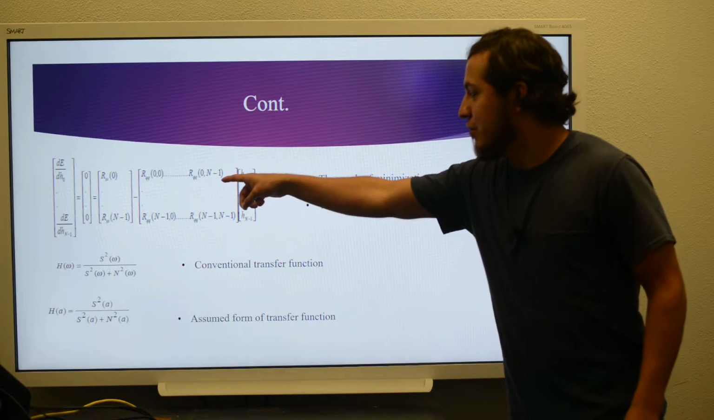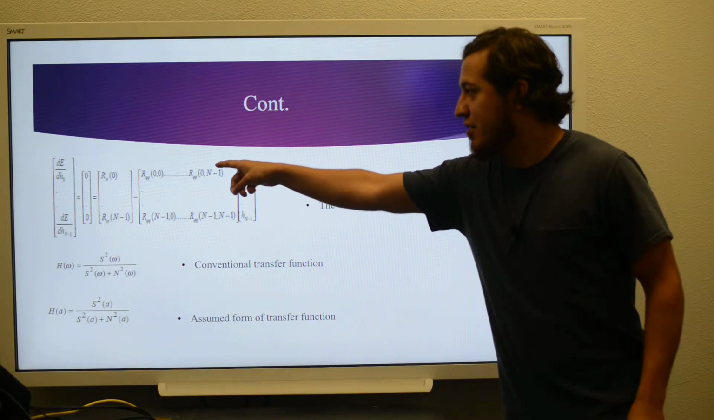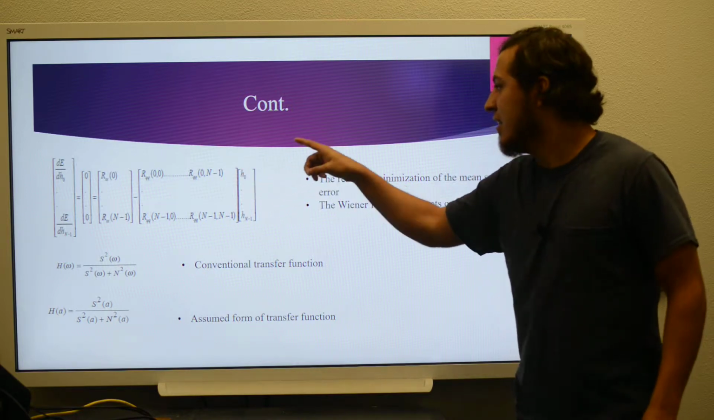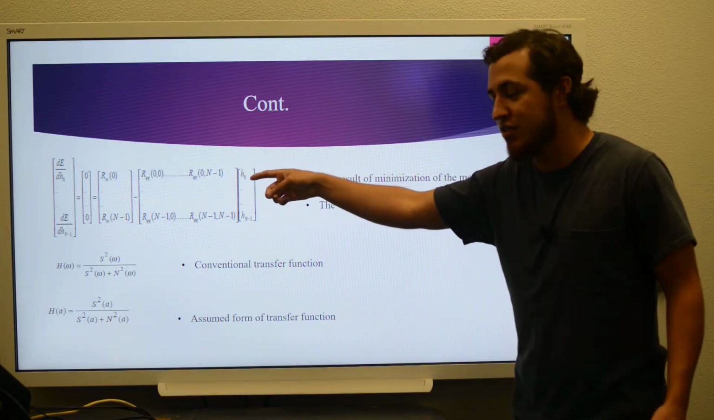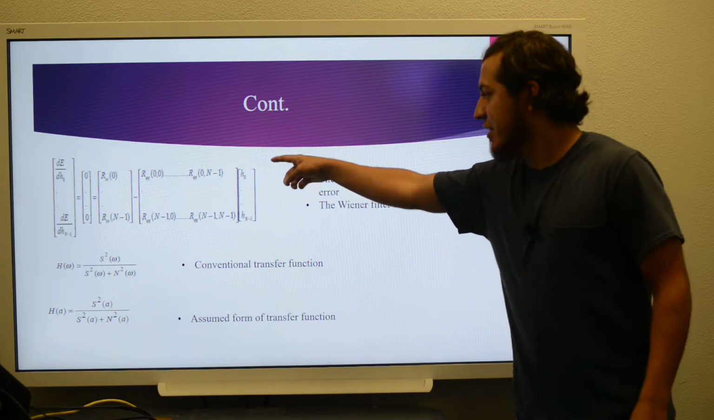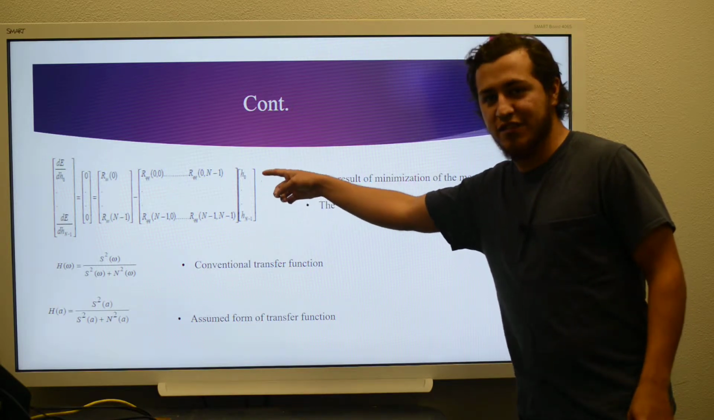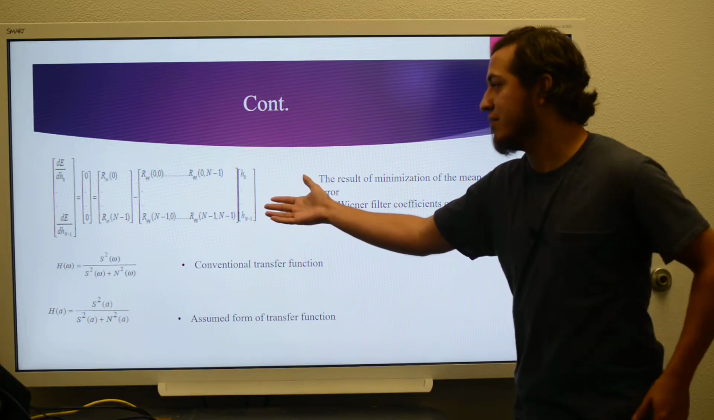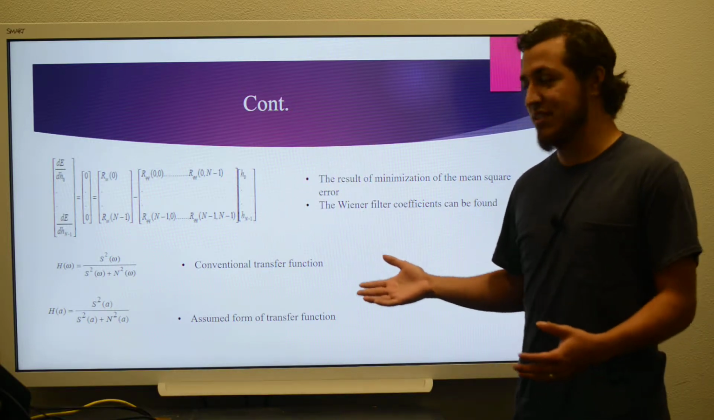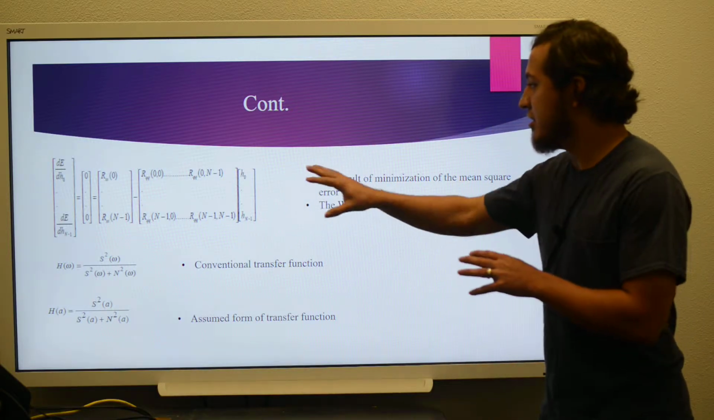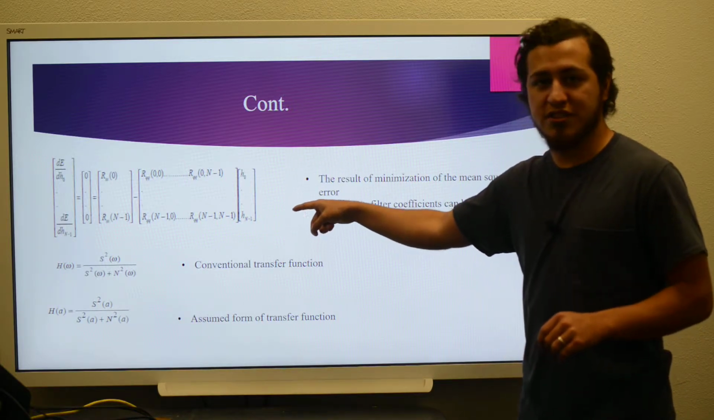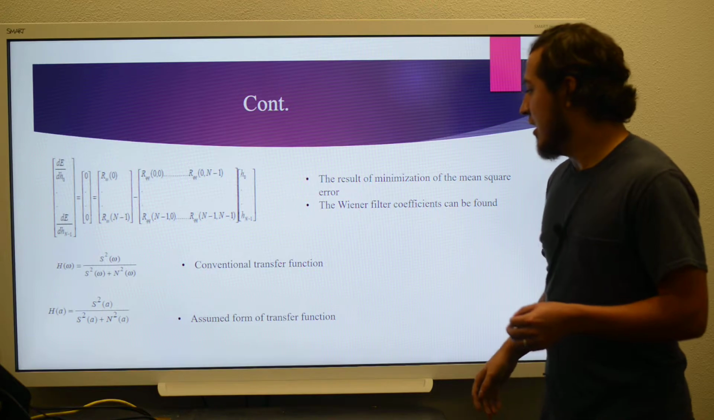In this term, we'll have the autocorrelation functions, which is the Rss of the signal itself, or the speech signal really. And over here, multiplying against our coefficients that we're trying to find for the Wiener filter, we have our autocorrelation functions for the speech and noise together. Calculating these, we can find the filter coefficients that we want for the Wiener filter.